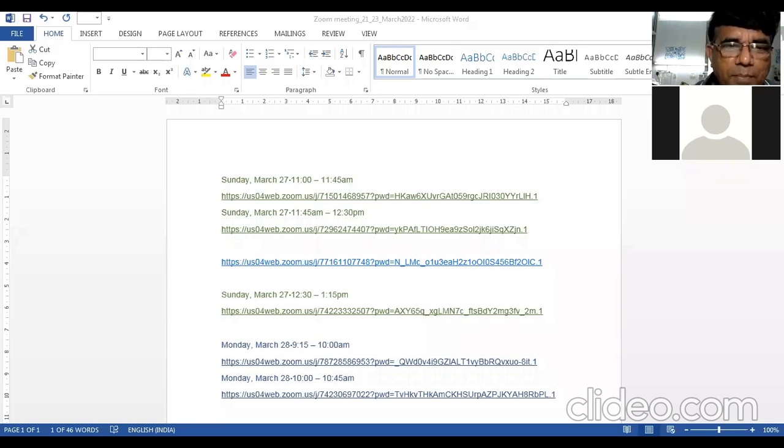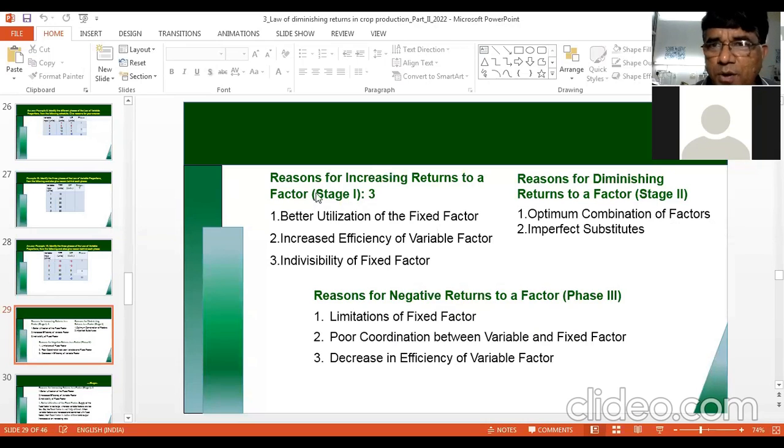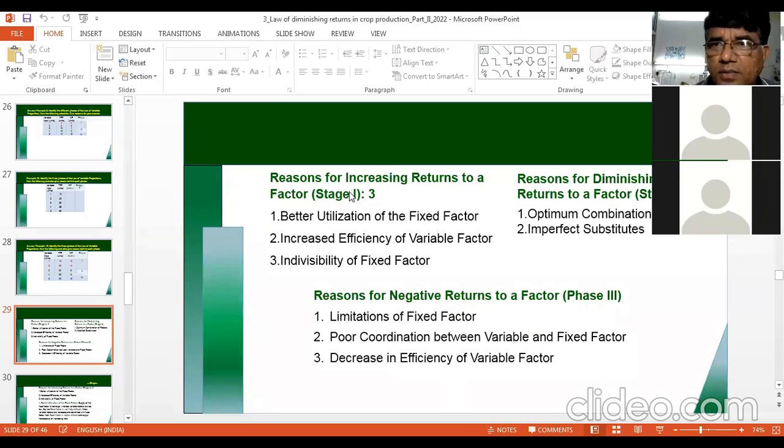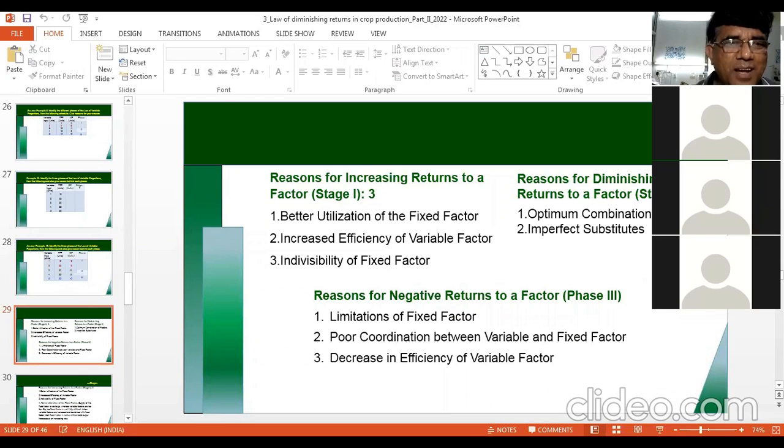Number 2. Hello, sir. Yes, please. Sir, slide is not visible. Oh, slide is not visible. Okay. Is it visible now? Yes, sir. Okay, good. Yeah, this is nice. I was also thinking that the slide is a bit dull on my end.